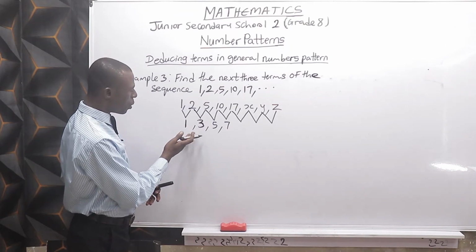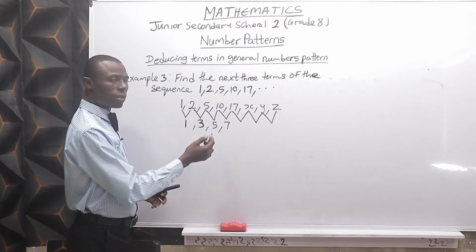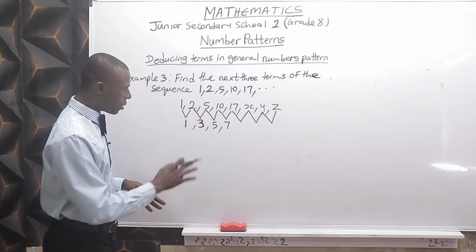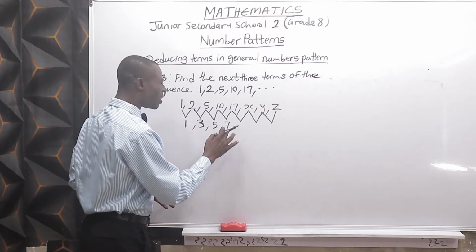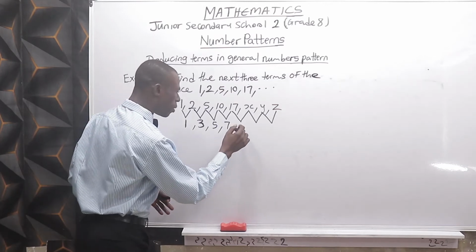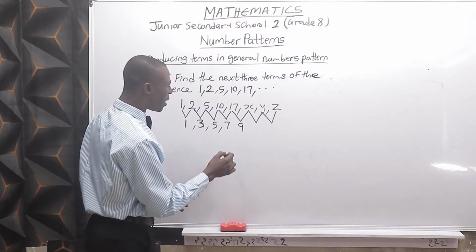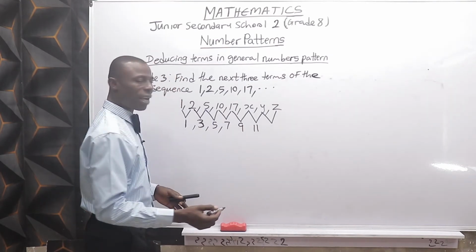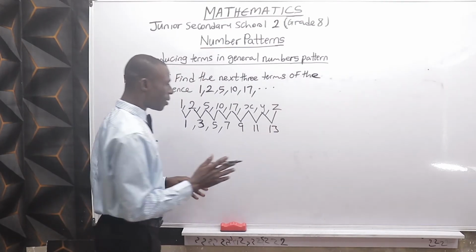The sequence below here is 1, 3, 5, 7. We can see a pattern of odd numbers underneath. 1, 3, 5, 7. The next odd number after 7 will be 9, while the next odd number after 9 will be 11.